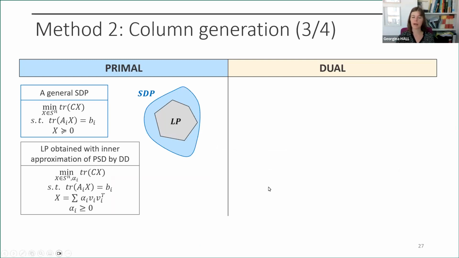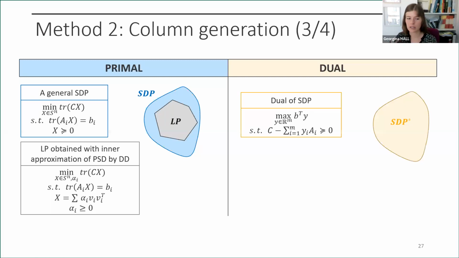So I'm going to just talk about this at a very high level, as SDP and LP duality, but it's quite easy to see how it would apply here in the setting of polynomials. So we have our general SDP here, and we're inner approximating this SDP by the set of DD matrices. So the set of X's that can be written in this way, where the alpha_i's are non-negative. And here, if we choose our v_i's in the previous way, X here is diagonally dominant. So we're inner approximating the set of PSD matrices by the set of diagonally dominant matrices.